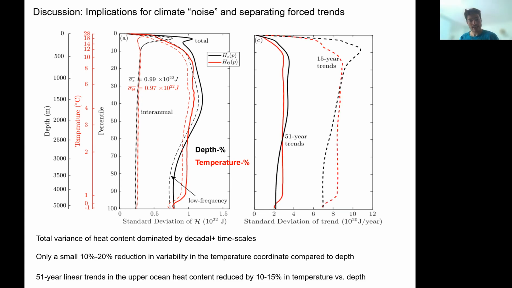Similarly, if we look at linear trends in heat content, at 51-year trends, we see, again, a small reduction of about 10 to 15% in these trends, or in this climate noise. Whereas at higher frequencies, again, we remove that ENSO signal.